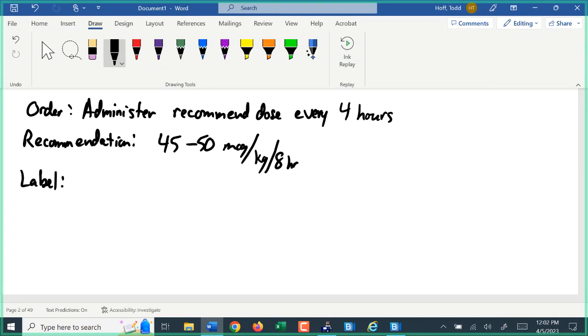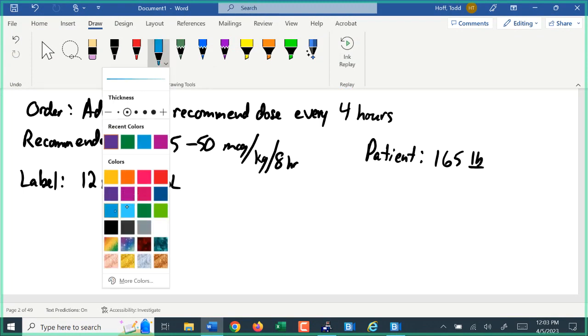Our label says that this medication is constituted with 12 milligrams of medication in every 5 milliliters of fluid, and our patient is 165 pounds. So we'll give you about a minute and a half here, work through that, see what you can come up with.